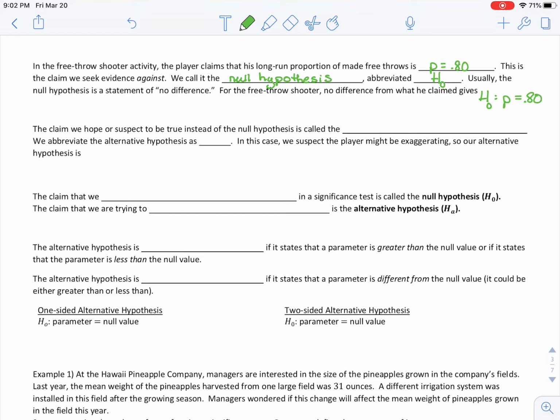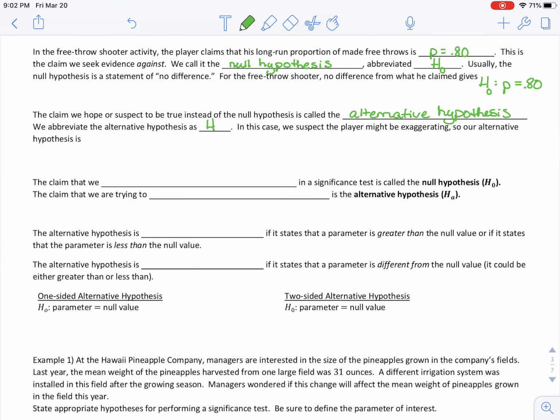The claim that we hope, or possibly just suspect, to be true instead of the null hypothesis is called the alternative hypothesis. This is also abbreviated because that's a lot of words, and it's H sub A. In this case, we suspect that the player might be exaggerating. So our alternative hypothesis would be that we think the true population proportion is less than 0.80.